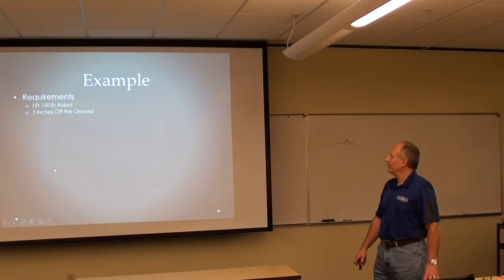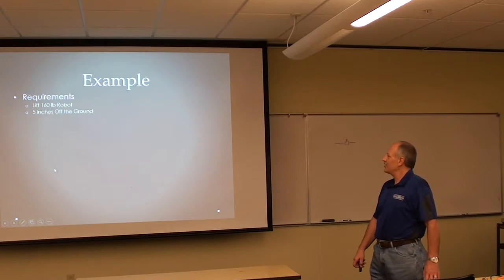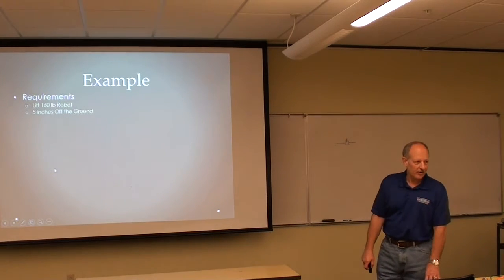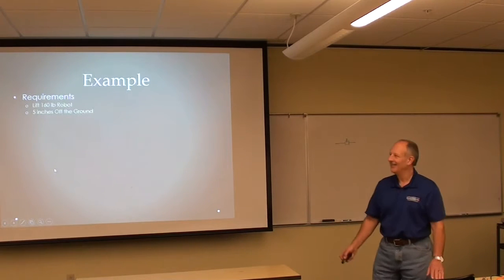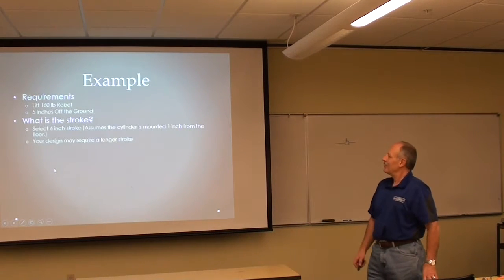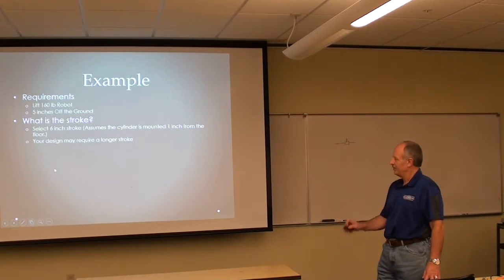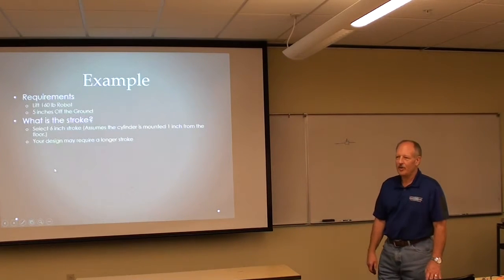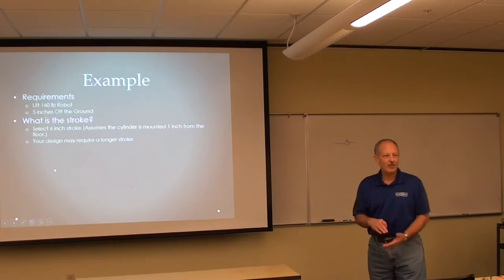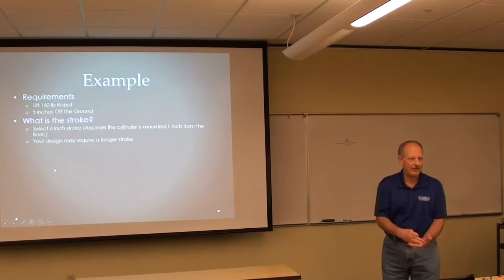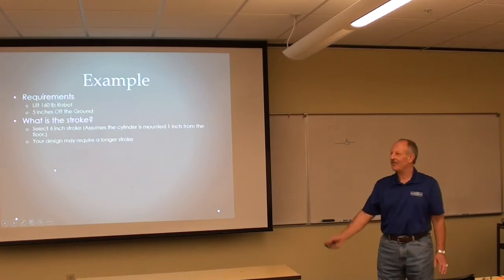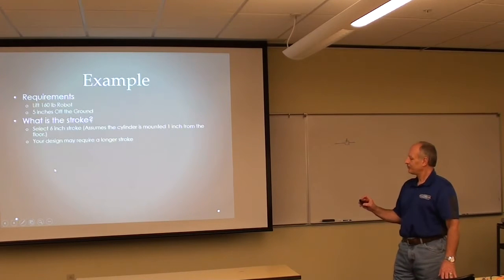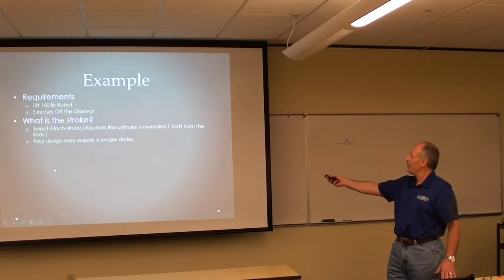All right, quick example: you're going to lift a 160-pound robot 5 inches off the ground. How big's the cylinder? Quick, do the math. What are you guys waiting on? All right, never mind. What's the stroke? I picked 6 inches. Why did I pick 6 inches? Because if I'm going to raise it 5 inches, I can't have the cylinder dragging on the ground, so I have to have a 6-inch stroke. That way my cylinder is 1 inch off the floor.